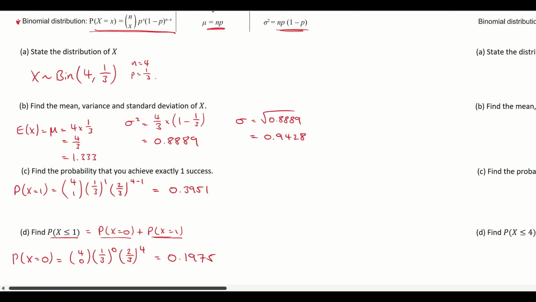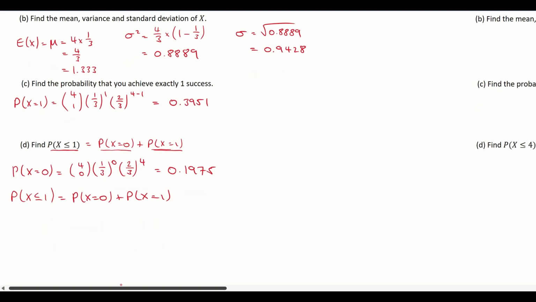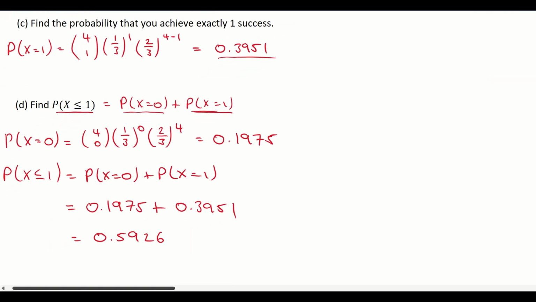0.1975. So the probability that x is less than or equal to 1 is just the probability that x is 0 plus the probability that x is 1. And well, we've worked out the probability that x is 0 now. We know that that's 0.1975. And the probability that x is 1, we worked out up here to be 0.3951. And if you add those together, you get 0.5926.